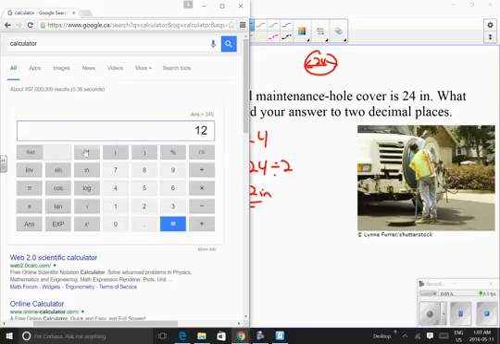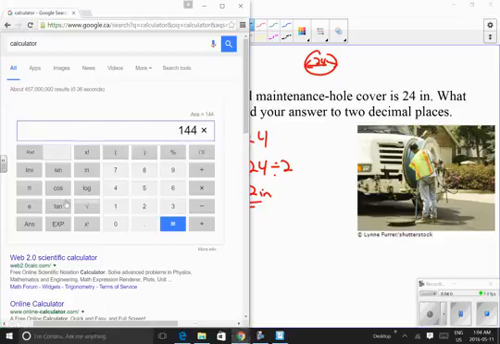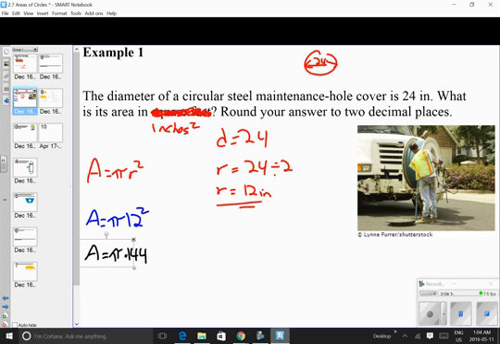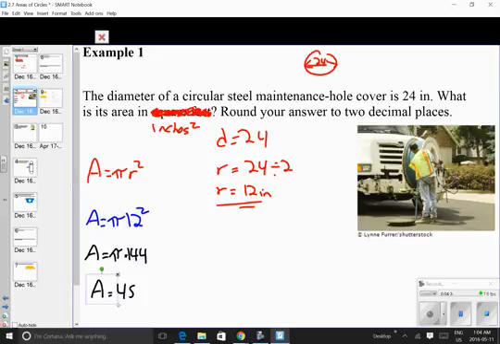I don't have a squared button, so I'll show you a couple different ways to do it. You could do 12 times 12. So that's the same as 12 squared. Or, this little x to the y button brings up the exponent. 12 squared. Also 144. So pi times 144. Right, now we're going to times that by pi. And there's my area, 452. We're going to do 2 decimal spots, so that'll be 0.39. So that was 452.39 inches squared.